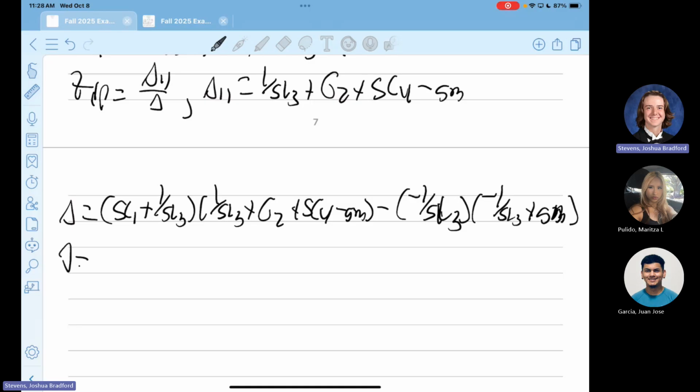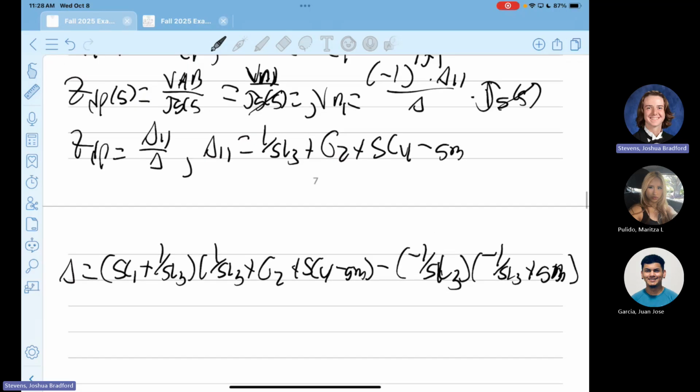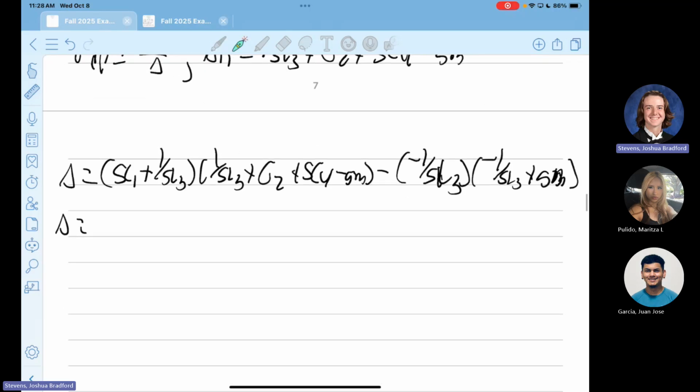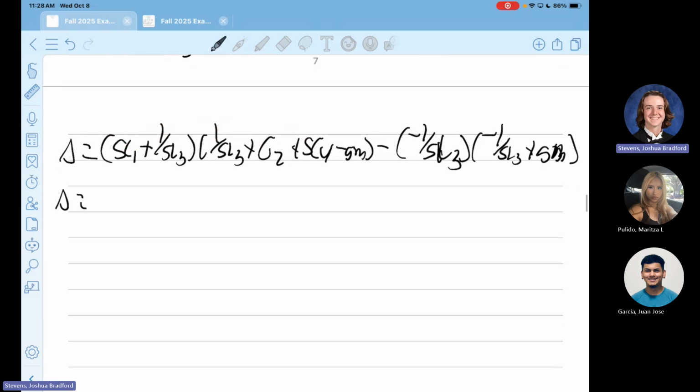All right. I like to do things in terms of factoring stuff out. I like to go here to here, here to here, here to here, and then the SL3, just factoring stuff in. So that just becomes SC1 over SL3 plus SC1 times G2 plus S squared C1 C4 minus SC1 GM. Did everybody see how I did that?